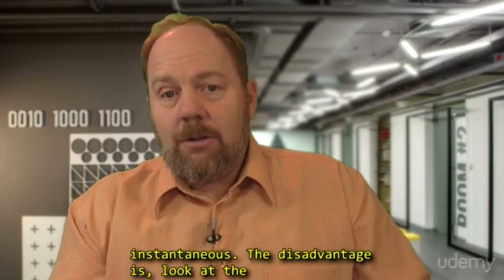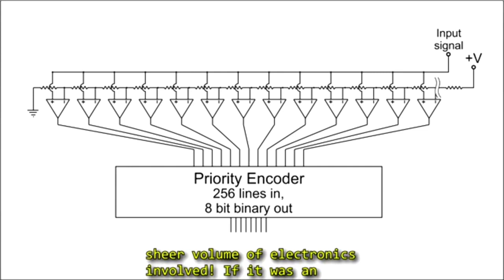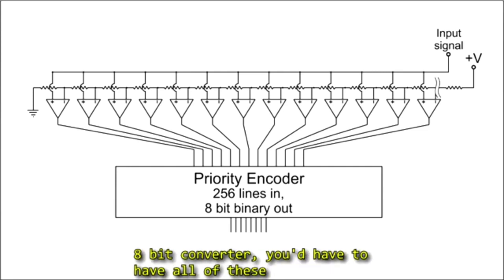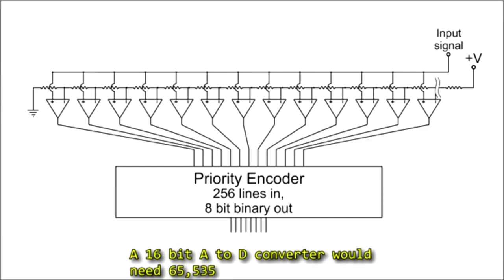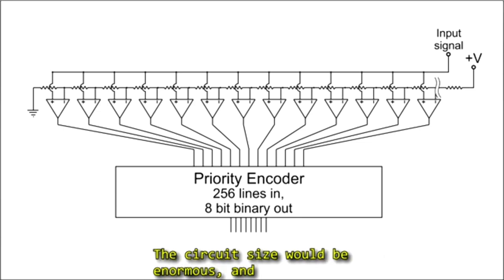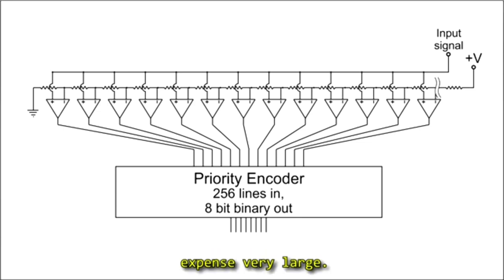The disadvantage is, look at the sheer volume of electronics involved. If it was an 8-bit converter, you'd have to have all of these comparators and gates for 256 inputs. A 16-bit ADC converter would need 65,535 comparators and their associated logic gates. The circuit size would be enormous and the expense very large.